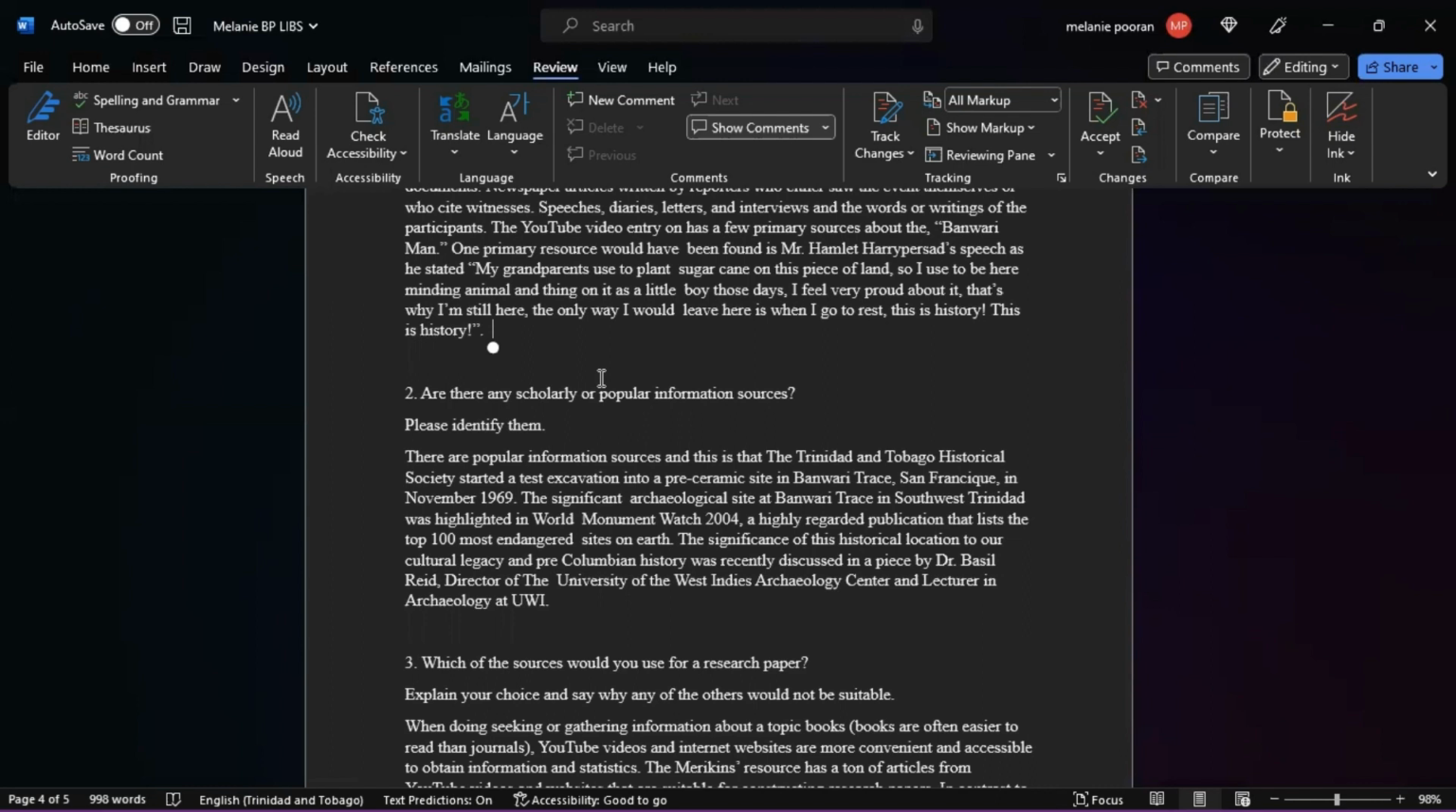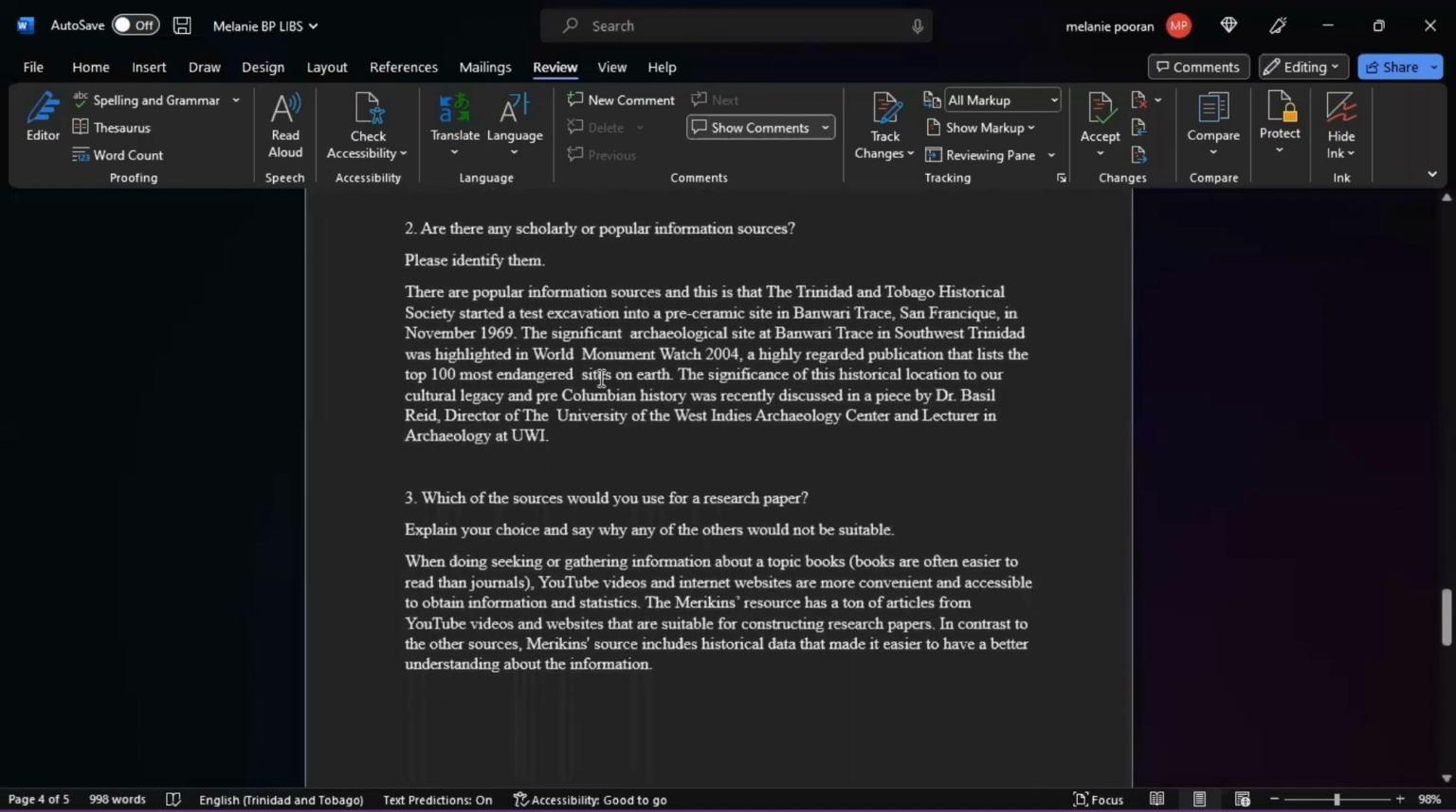The significance of this historical location to our cultural legacy and pre-Columbian history was recently discussed in a piece by Dr. Basil Reid, the director of the University of the West Indies Archaeology Center and lecturer in archaeology at UWI.